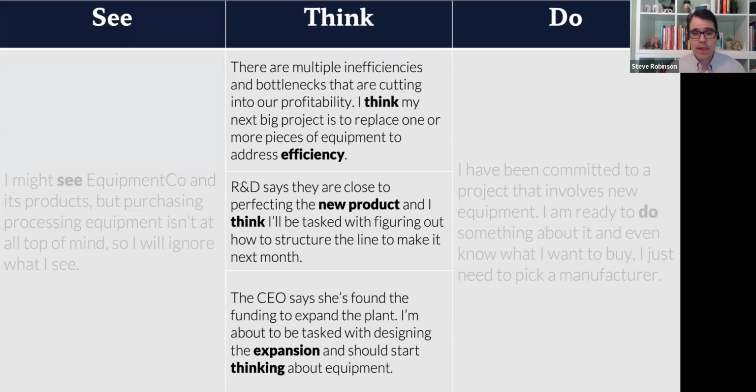A third example, CEO says she's found funding to expand the plant. That means I'm about to be tasked with designing the expansion, and I should probably start thinking about that now. Now, the CEO just said she's found the funding. There's no timeline associated with this. That could still fall through. It's just a long-range plan at this point. I don't have to go yet, but again, as that process engineer, I'm going to be thinking about it now because it's on the horizon.